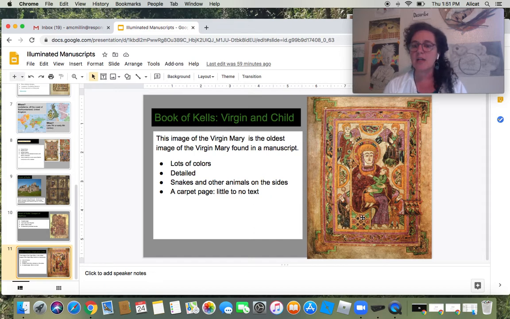You can see that there's lots of colors here. There's purple and lavender, and it's bright green and orange. There's just a lot of vibrant color because the Book of Kells was produced a little bit later than Lindisfarne. There's more, I guess, technological advancements, and they have brighter colors. There's snakes along the sides here and other animals interwoven, but it's less abstract. You can see what these things are, right? And again, it's a carpet page, very detailed, and little to no text.